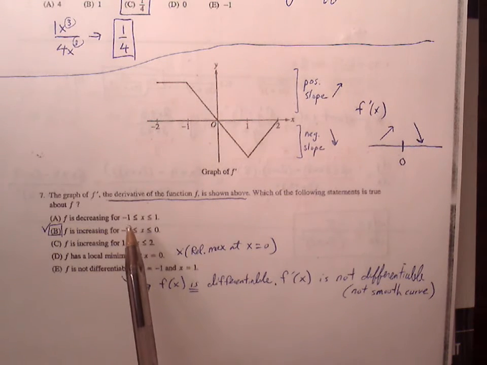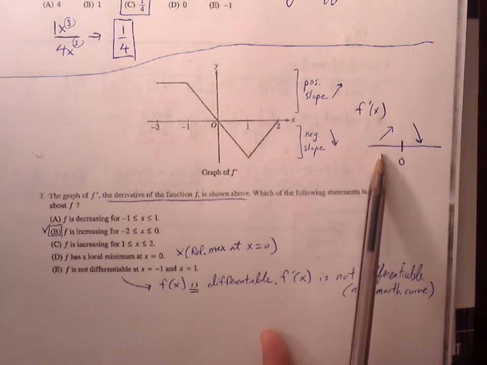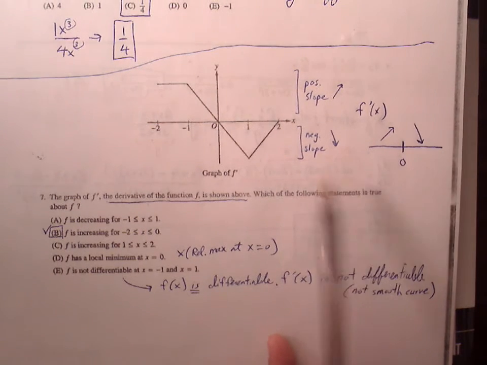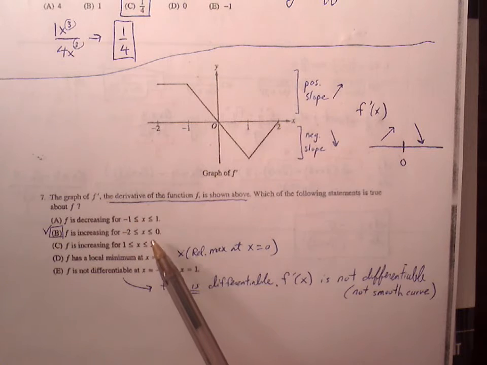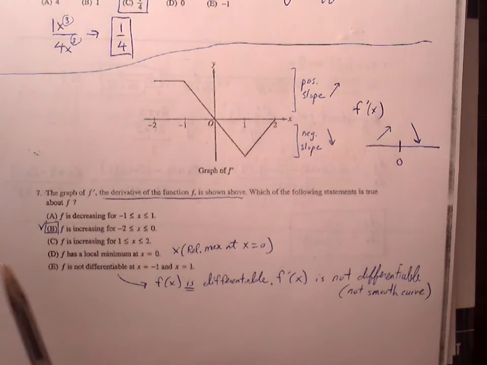Our function is decreasing from negative 1 to 1. We see that's not true. It increases to 0 and decreases after that. Increasing from negative 2 to 0, that is true, so that's our answer. Let's just go ahead and look at the other answer choices, though.